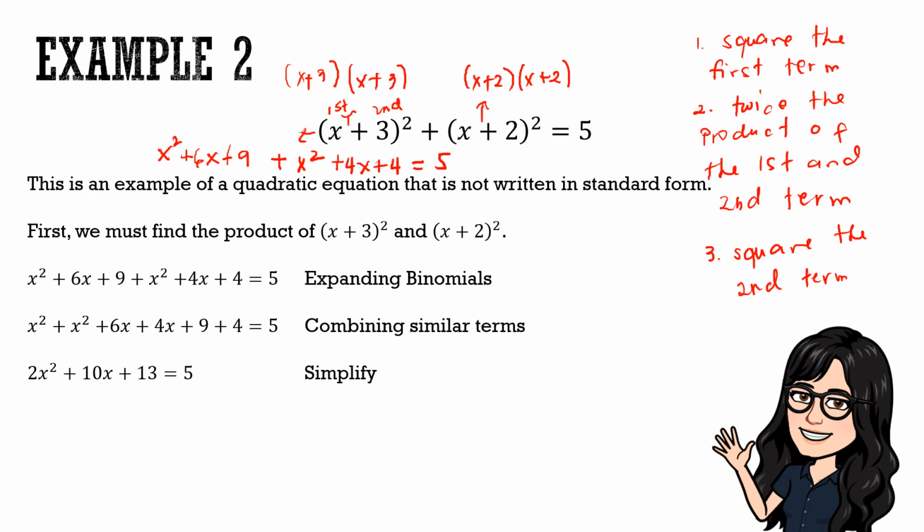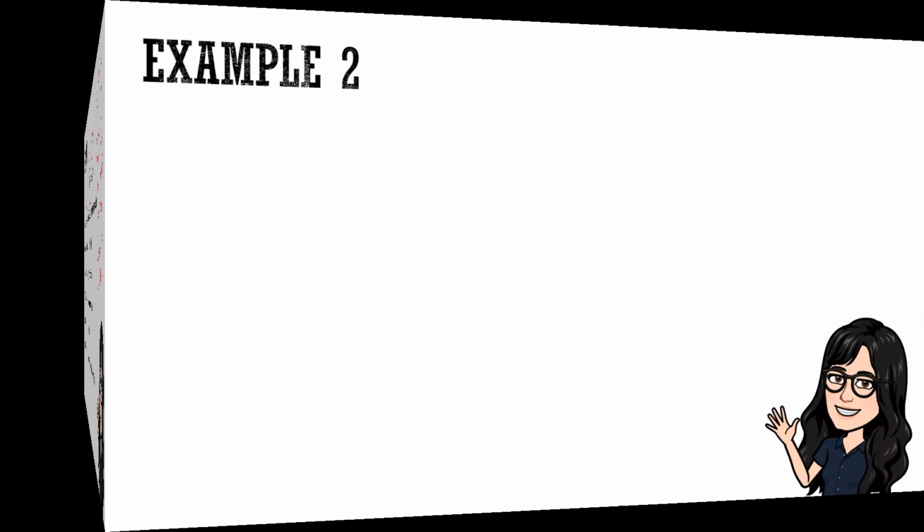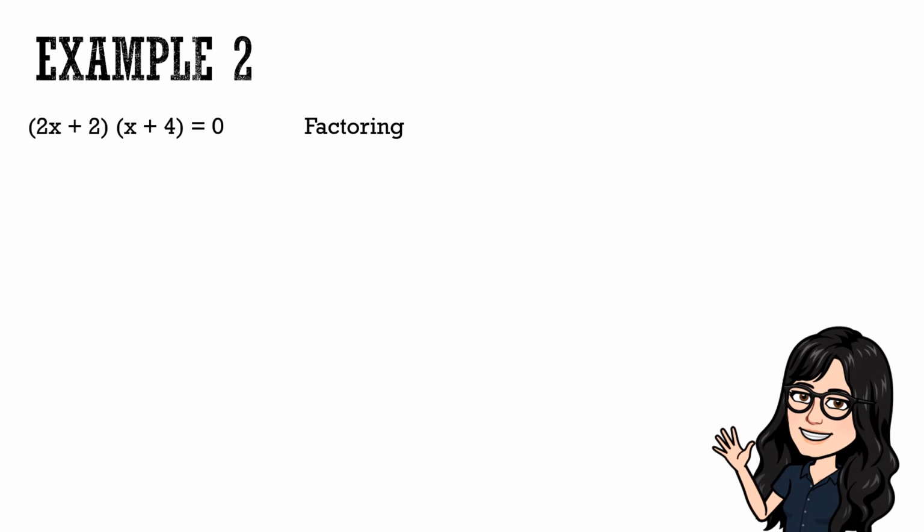Again, since the given quadratic equation is not in the standard form, we must transform it into standard form. Let's move positive 5 to the other side of the equation. That's why we have 2x squared plus 10x plus 8 equals 0. Remember, as we move 5 to the other side, it will become negative. That's why 13 minus 5 is equal to 8. Since the given quadratic equation is factorable, let's factor it.